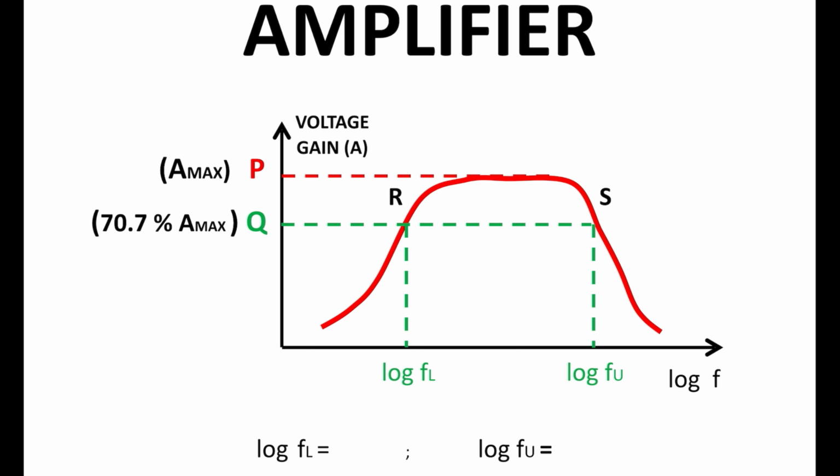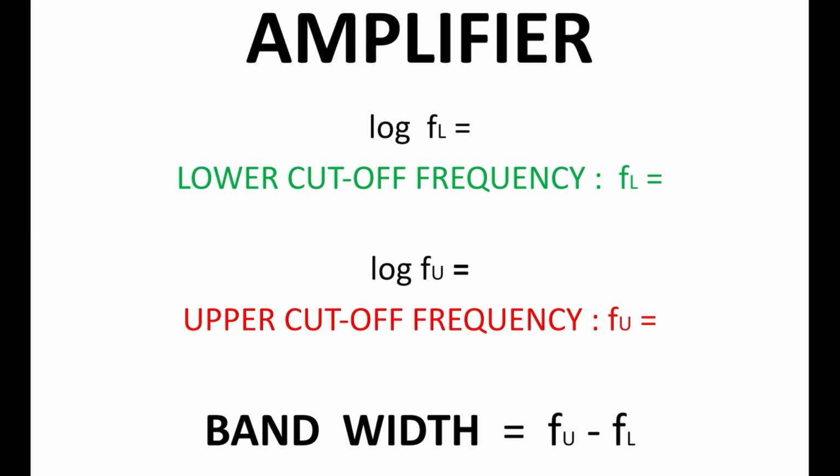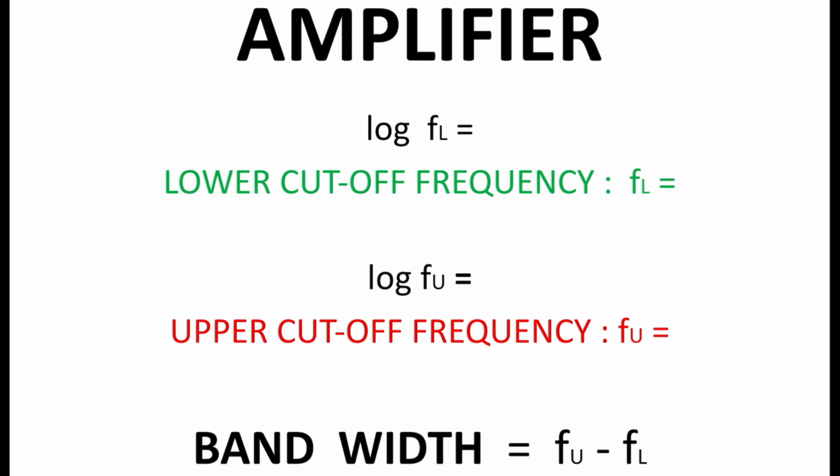Foot of the perpendicular from point R gives log of lower cutoff frequency and foot of perpendicular from point S gives log of upper cutoff frequency. By taking antilog, obtain the values of lower cutoff frequency FL and upper cutoff frequency FU. Using the values of FL and FU, bandwidth of amplifier can be calculated.